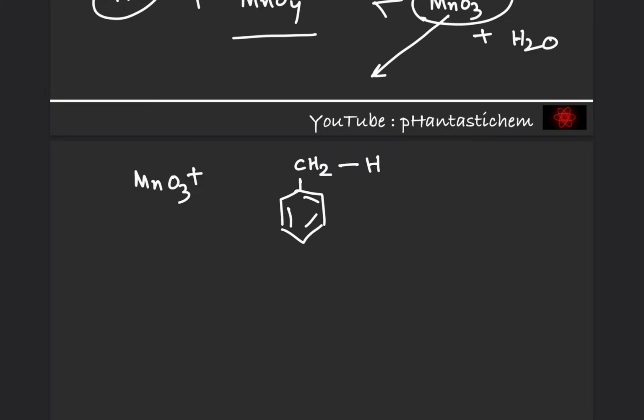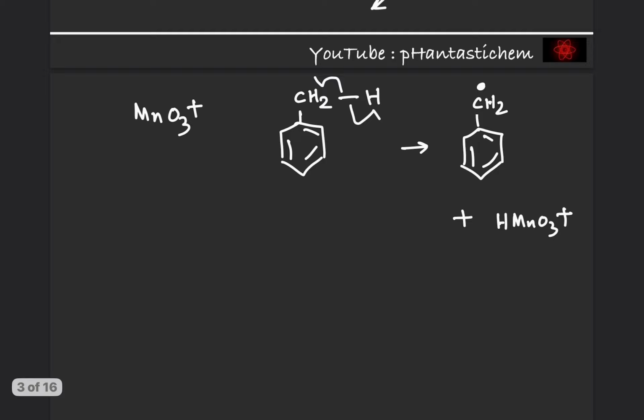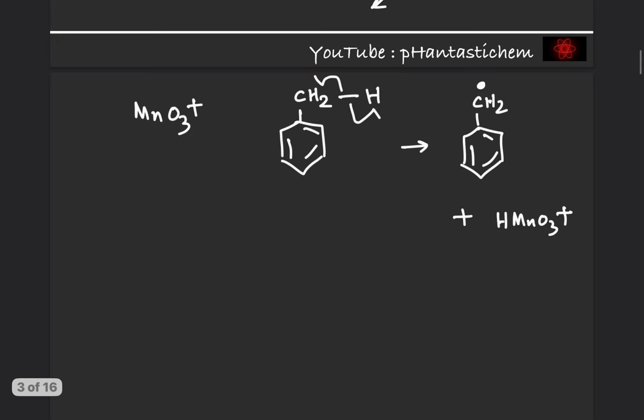So what this guy does is it creates a free radical, that is, from this pair one electron goes to CH2, the other electron goes to H. Okay, showing by arrows. So we get a benzene ring CH2 free radical, benzyl free radical, and we get HMnO3 plus. Okay, so you can see this reaction is a free radical reaction, right? Because free radicals are being formed. And if a benzylic hydrogen is present, for example, such kind of hydrogens, it will result in a benzylic free radical, that is this guy.